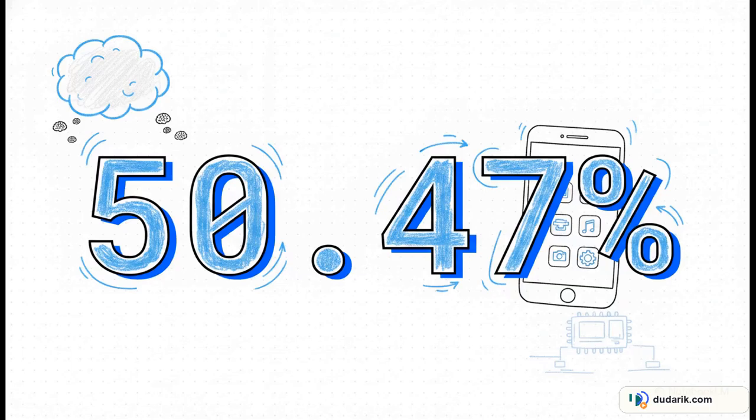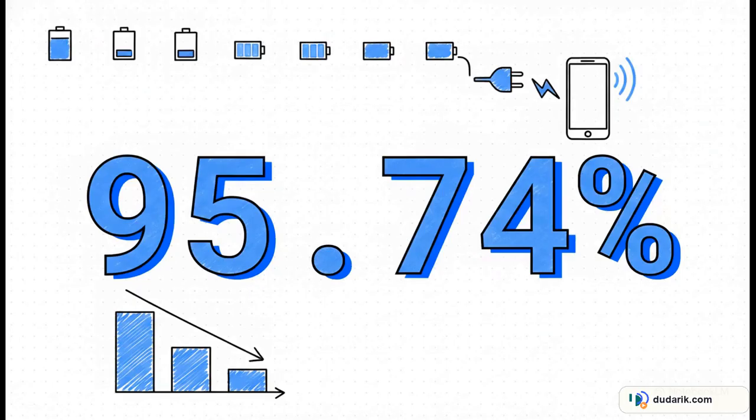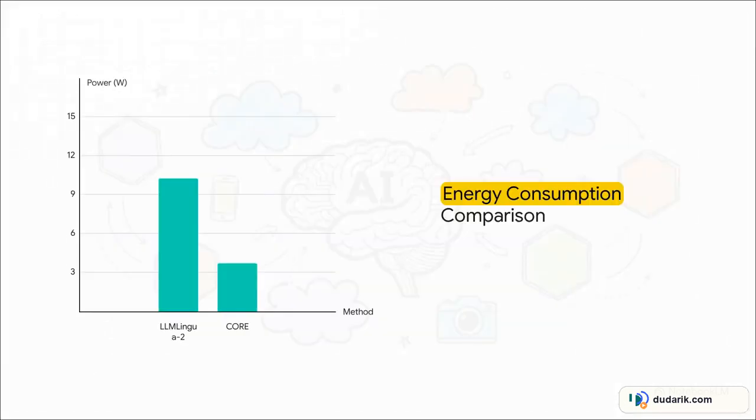And third, and you'll definitely love this if you hate carrying a phone charger everywhere, it cut energy consumption by nearly 96%. To put that into perspective, just look at the raw wattage on the smartphone. The LLMLingua-2 setup was devouring over 10 watts. Core, it sips just 3.72 watts during its operation. So asking your mobile AI a complex question that requires document retrieval isn't going to nuke your battery in 5 minutes anymore. It is a tremendous leap in intrinsic energy efficiency.